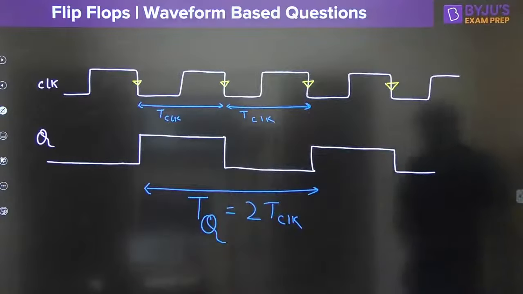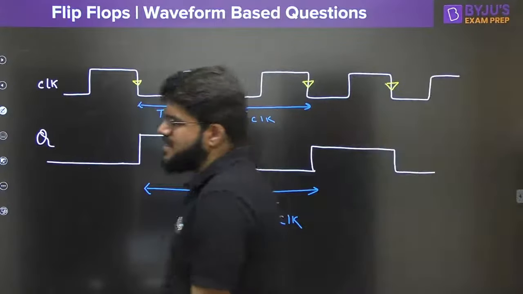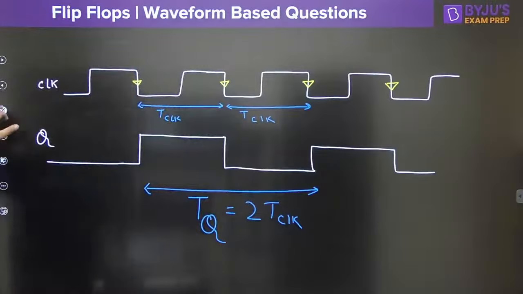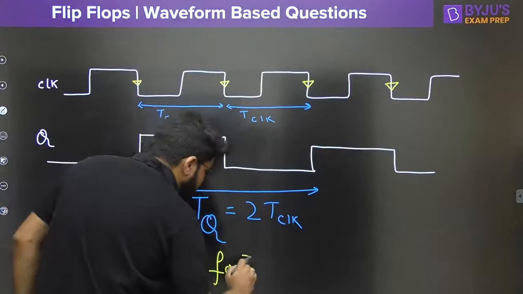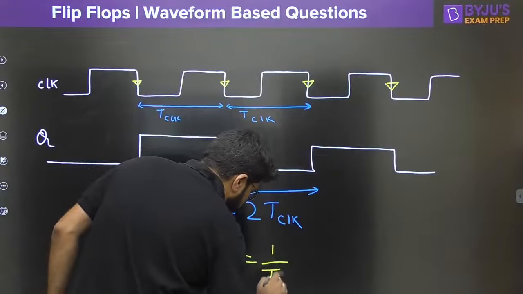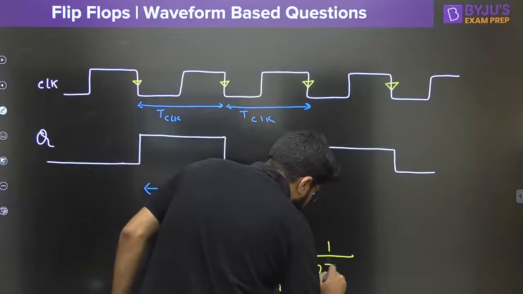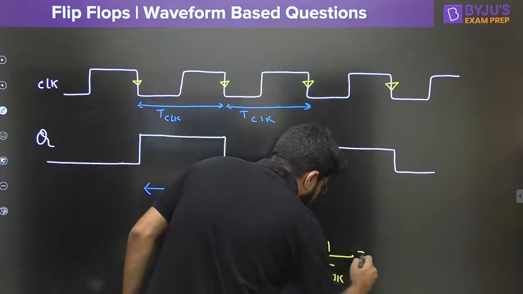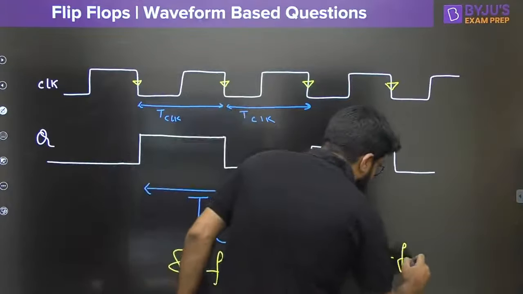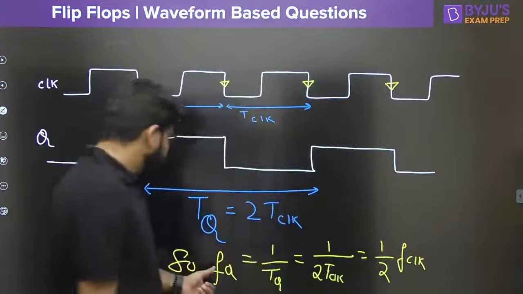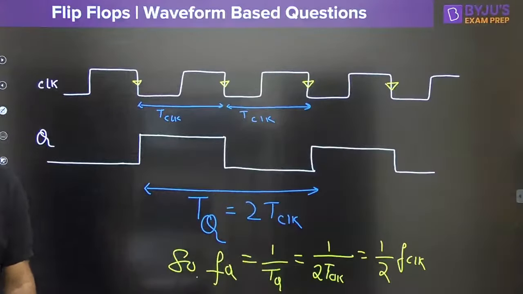So we know that frequency is the reciprocal of time period. So what is the frequency of Q? That is 1 upon the time period of Q, that is 1 upon 2 T clock. And 1 upon the time period of the clock is the frequency of the clock. So what is the frequency of Q? It is half the clock frequency.